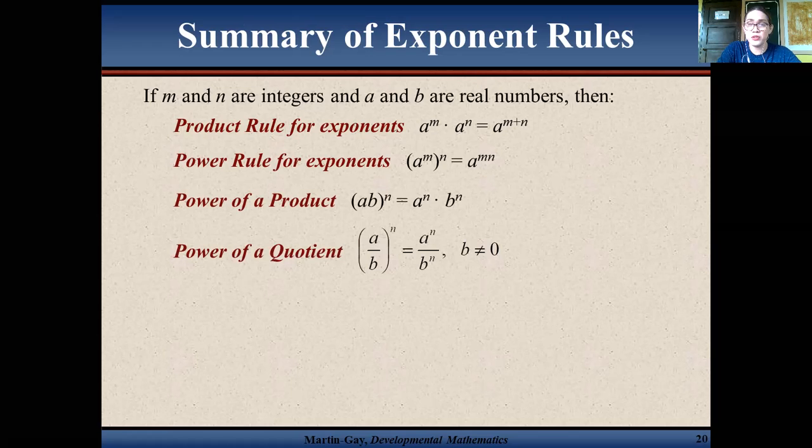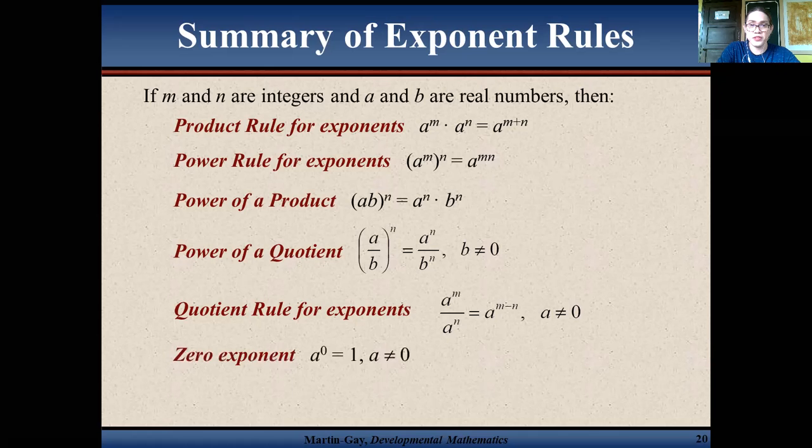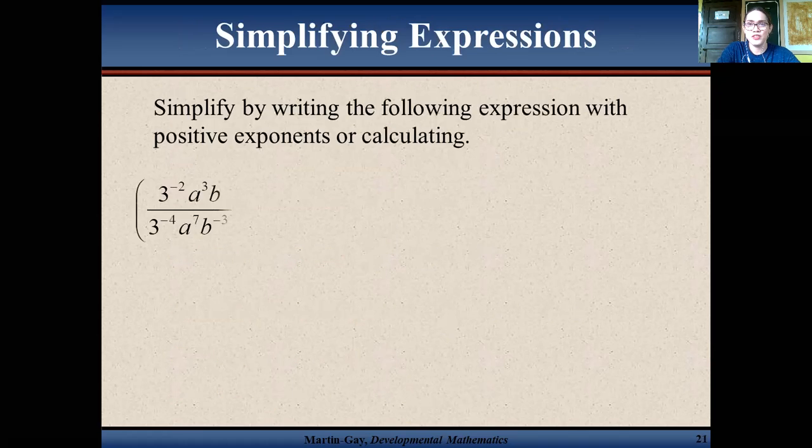For the power of a quotient rule, quantity a over b to the power of n will give you a to the power of n over b to the power of n, where b is not equal to 0. For the quotient rule for exponents having the same bases, or common bases, we just subtract their exponents. For a zero exponent, the result will always be 1. For a negative exponent, just get its reciprocal to get its positive exponent. So that's it.